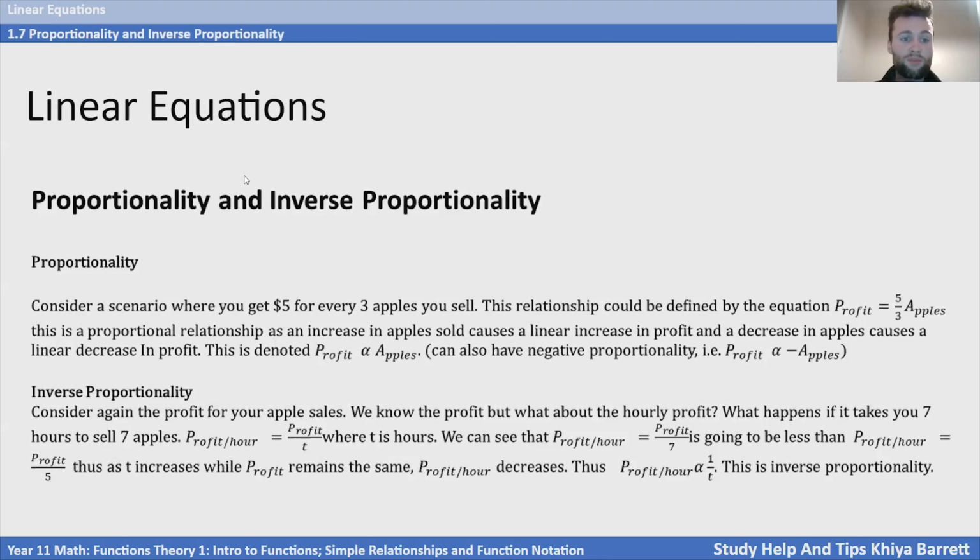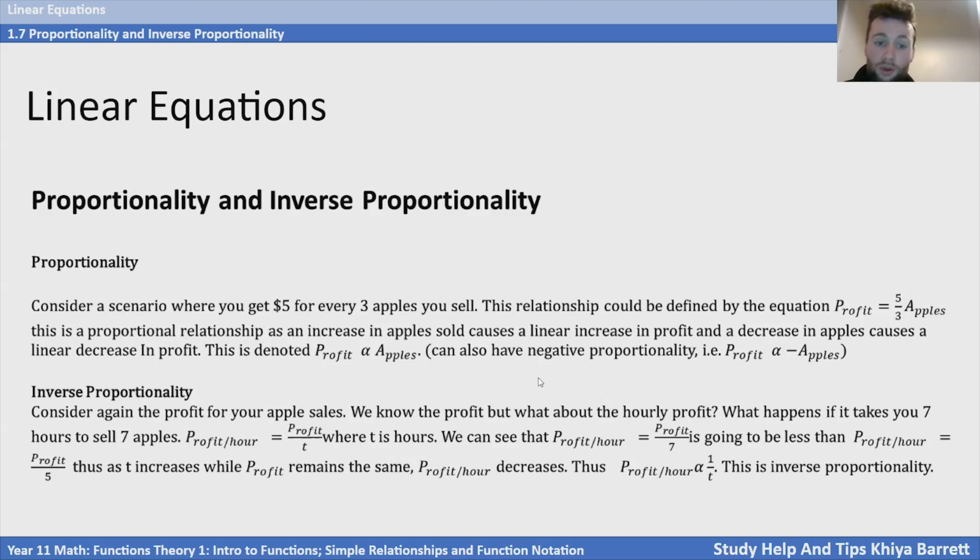And this is a proportional relationship where an increase in the apples is going to lead to an increase in profit. An increase in one means an increase in the other one. And a decrease in apples will cause a decrease in profit. If you sell less apples, you will not make as much money. That is guaranteed.